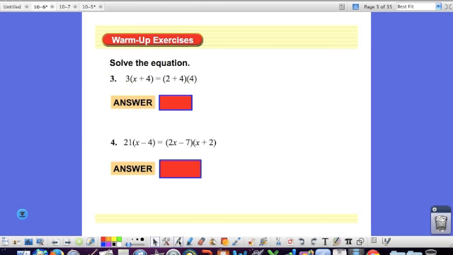Okay, now I want to solve this equation. So 3x plus 12, distributing, equals 4 plus 2 is 6 times 4 is 24. I'm going to subtract 12 from each side. I get 3x equals 12, x equals 4.